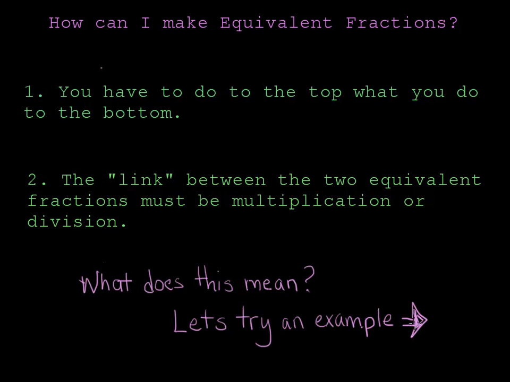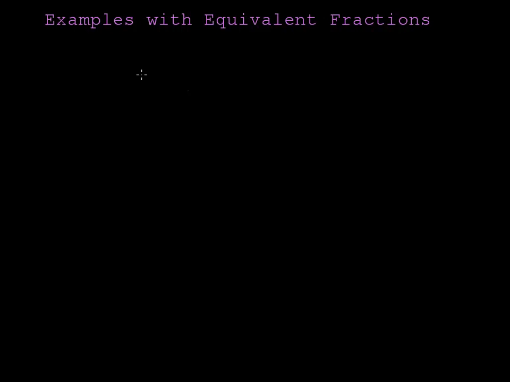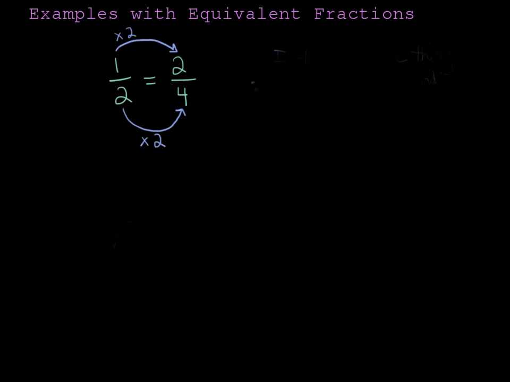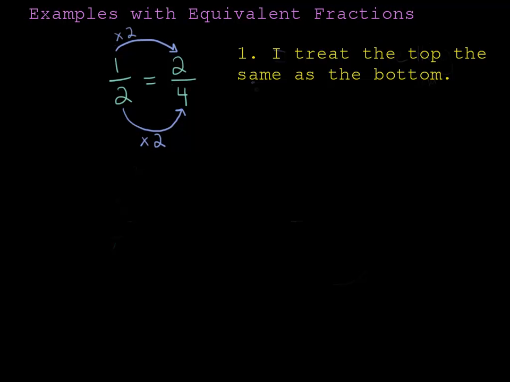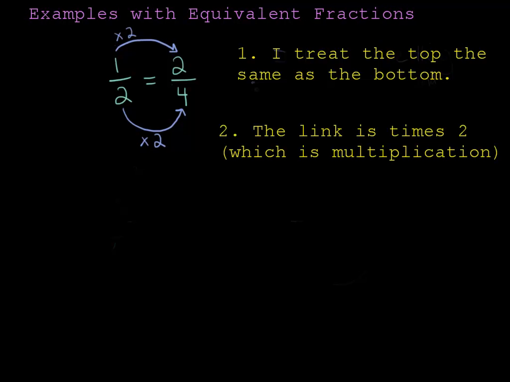Let's go back to our basic example. 1/2 is equal to 2/4. I can see that if I look at the numerators, from 1 to 2, the link between the 2 numbers, which I'll draw an arrow to show the link, is times 2. And similarly, the link between the 2 denominators, 2 and 4, is times 2. So I have followed my two rules. Number 1, I treat the top the same as the bottom, and my link is multiplication.